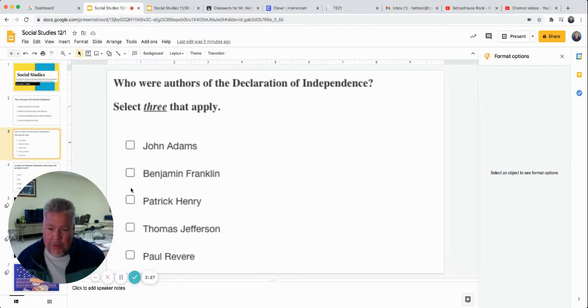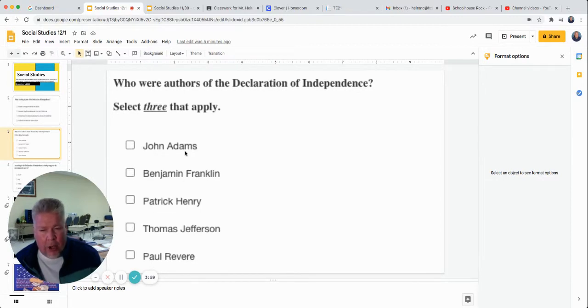Hopefully you would have chosen Benjamin Franklin. He is one of the other guys who helped write the Declaration of Independence. Now, there's no doubt Thomas Jefferson was in charge. He was the main author of the Declaration of Independence. But we didn't talk a lot about who else helped him, and that's probably why you didn't do well on this. Like I said, this is a hard question. But one of them was Benjamin Franklin, and the other one was John Adams. So the three you should have chosen were John Adams, Benjamin Franklin, and Thomas Jefferson.